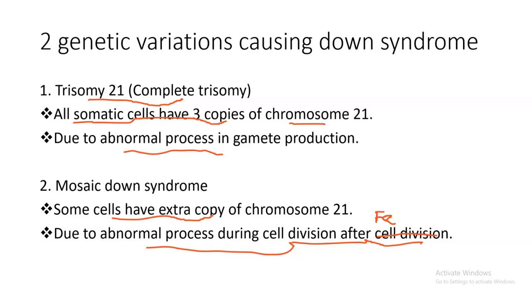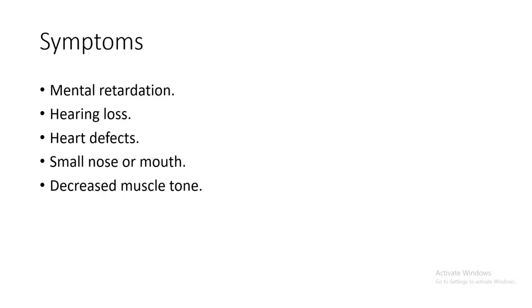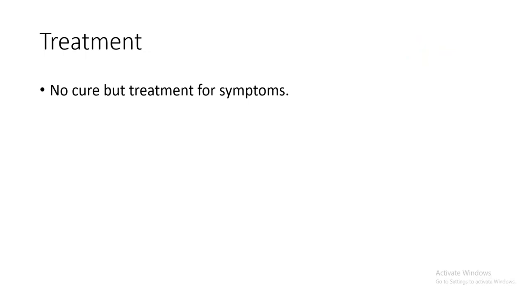Here, all will have 3 copies of chromosome 21. Abnormal due to gamete production. Here, abnormal due to cell division after fertilization. And some will have the extra copy, some won't have the extra copy. So symptoms of Down syndrome, mostly you get your mental condition, some hearing or heart defects, some can have a small nose or small mouth, some just have decreased muscle tone. So of course there's no cure, but you can treat the symptoms to help the patient become better in a way.